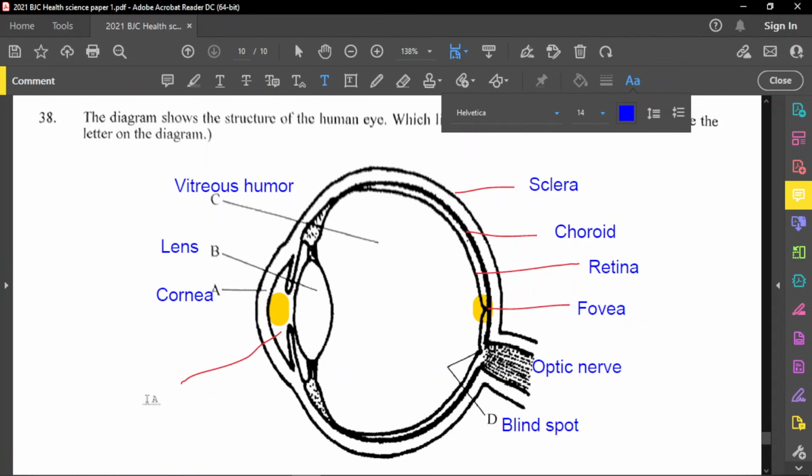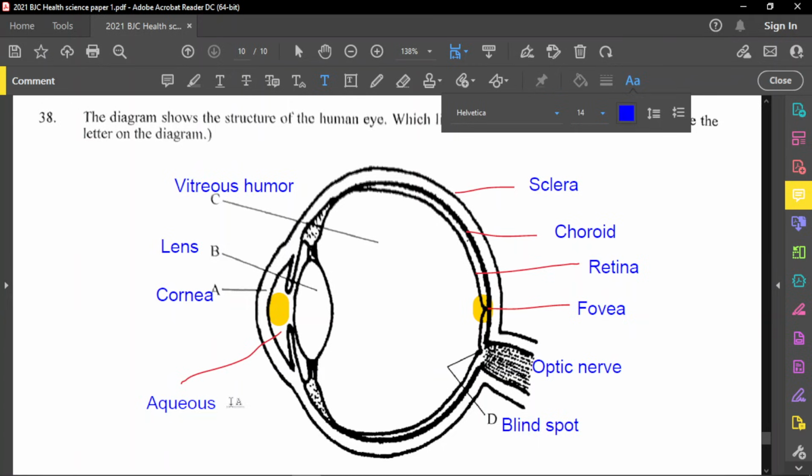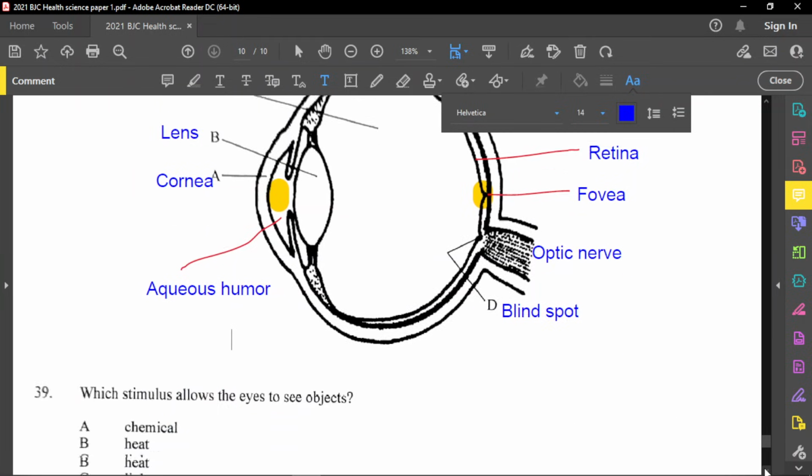And again, this is our aqueous humor. Let's put that part there. Aqueous humor. You need to know the structures of the eye and the functions of the eye. We also have what we call the suspensory ligament and ciliary muscles. You need to know that as well. So please make sure you know all the labelings of the eye.